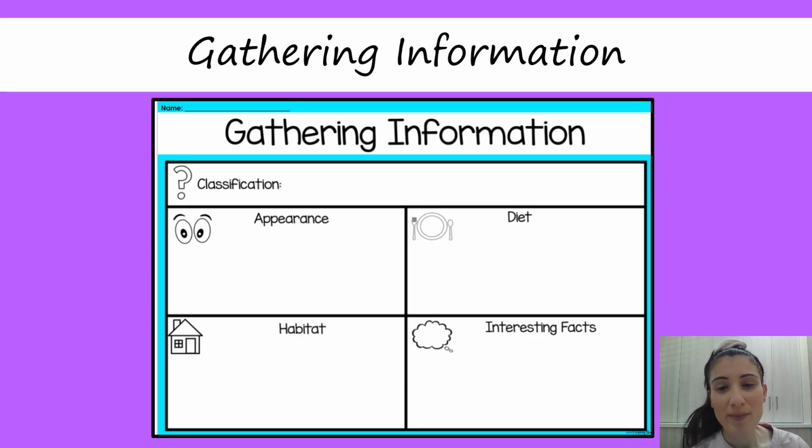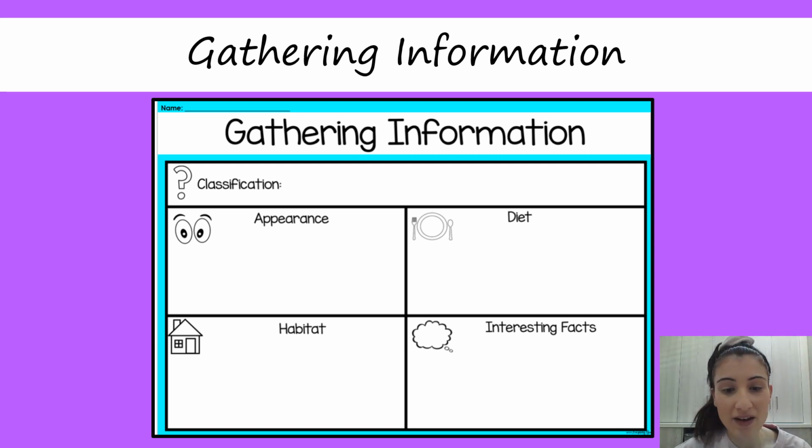You may remember from our lessons last week, this chart that I showed you called gathering information. And this is where you record all the information that you find about the animal that you're working on. So today we're going to be reusing our special gathering information chart. So you can draw it up in your workbook or on a piece of paper at home in the same way that I showed you last week.